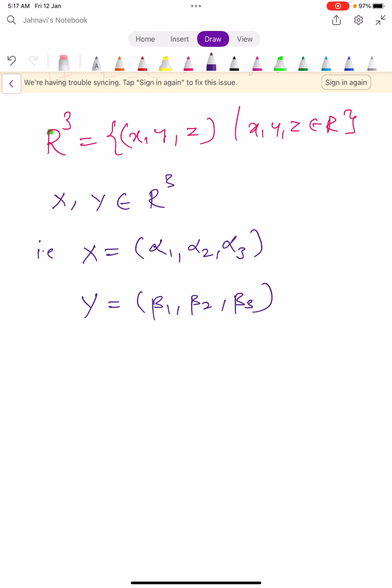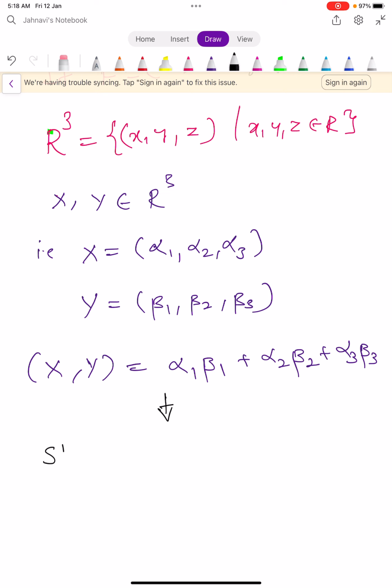Then we define the inner product of X comma Y in this way: alpha 1 beta 1 plus alpha 2 beta 2 plus alpha 3 beta 3. This type of definition is known as the standard inner product over R cube.